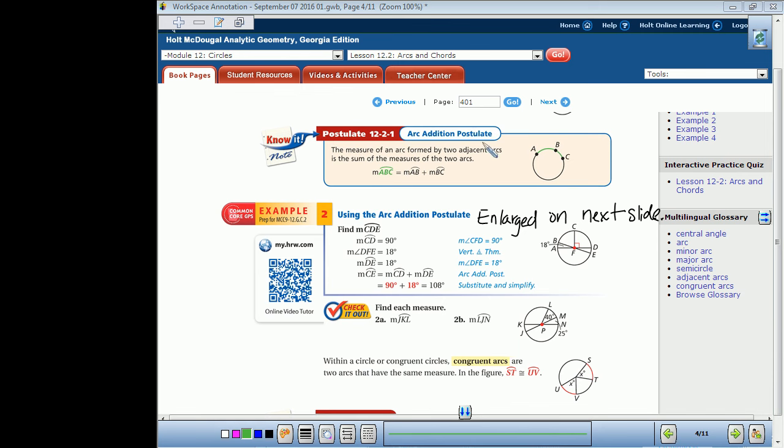The arc addition postulate. Okay, what does that say? That says that the measure of an arc formed by 2 adjacent arcs, so those are 2 connecting arcs, is the sum of the measures of the arcs. This makes total sense. This big arc is the sum of the 2 small ones. Got it? All right, so how can we use that? We could use it on problems like this one in example 2. So my next slide has that enlarged.